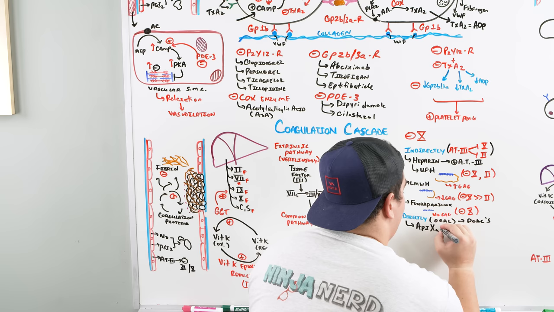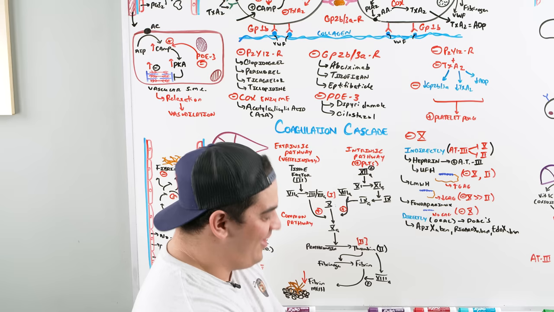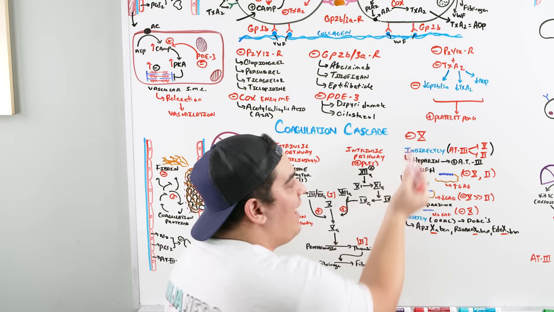Rivaroxaban. Edoxaban. Do you notice something really cool about this that I love? 10A is in there. They directly inhibit factor 10. And these are going to be apixaban, rivaroxaban, edoxaban. These are the oral agents.